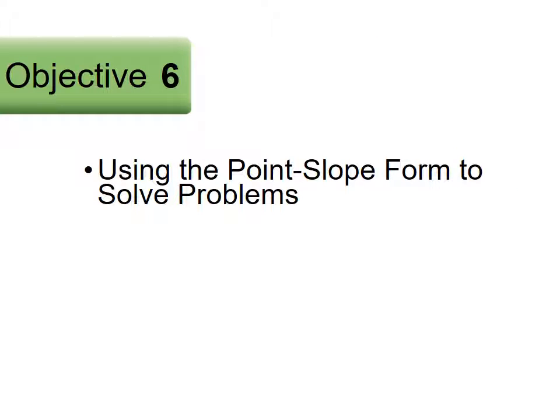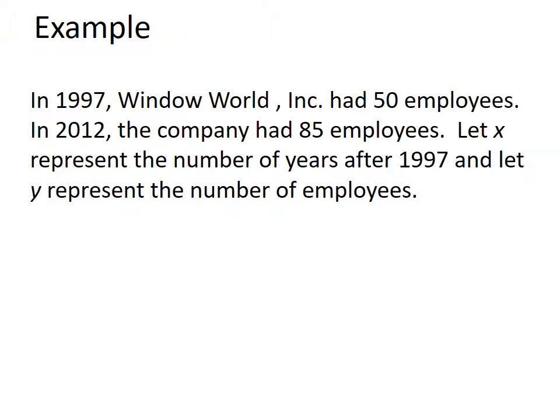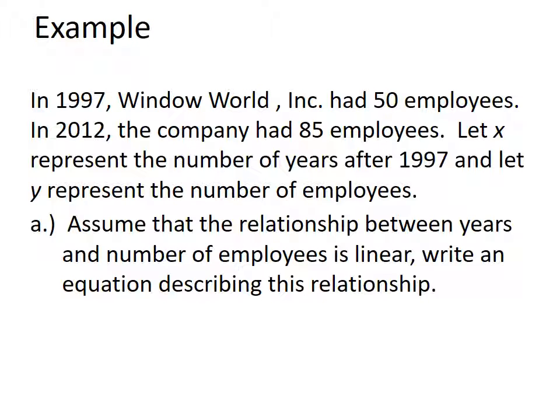Okay, so now we're going to go into using the point slope form to solve problems. So, yay, word problems. All right, so our first word problem here is: in 1997, Window World Incorporated had 50 employees. In 2012, the company had 85 employees. So we're going to let x represent the number of years after 1997 and let y represent the number of employees. With that being said, if we assume that the relationship between years and number of employees is linear, we're going to write an equation describing this relationship.